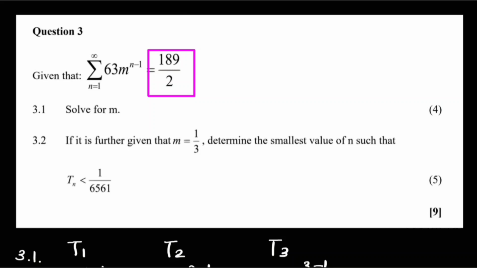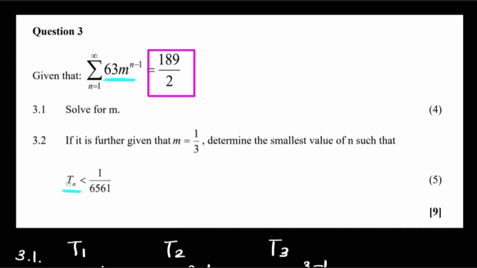Now we have question 3.2, and it says, if it is further given that m is 1 over 3, and yay, that is what we have. So we know that this is right. Determine the smallest value of n such that Tn is less than 1 over 6,561. Now firstly, this Tn that they have on the left actually comes from your sigma notation. Remember that next to your sigma notation, that expression represents Tn.